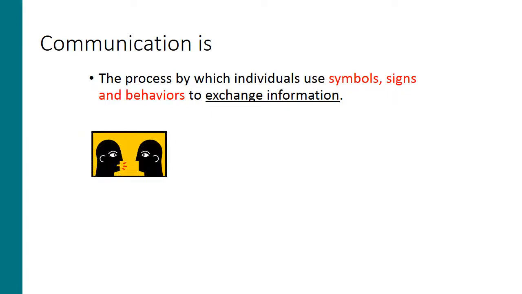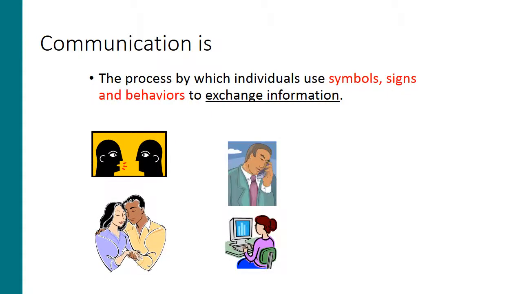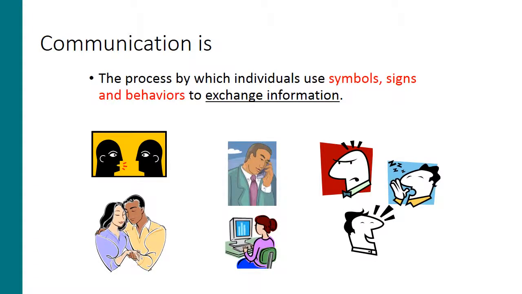The definition in the textbook: communication is the process by which individuals use symbols, signs, and behaviors to exchange information. So again, every day we talk in many different ways. We may do it verbally, non-verbally, through technology, through our emotions, lots of different ways that we communicate our feelings and our thoughts and our opinions to other people.